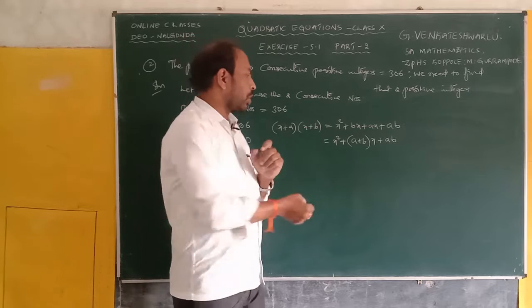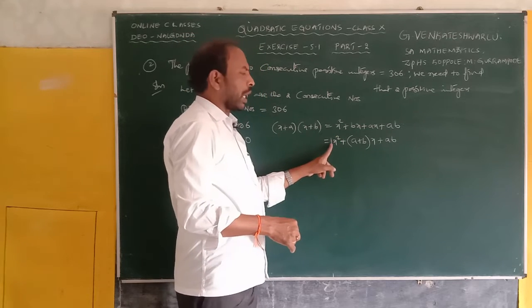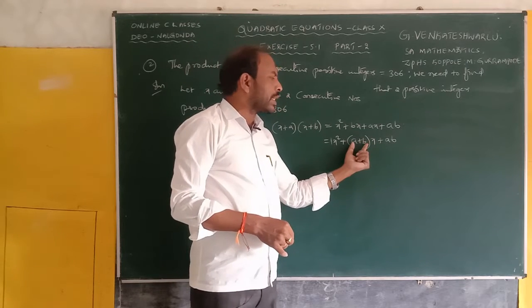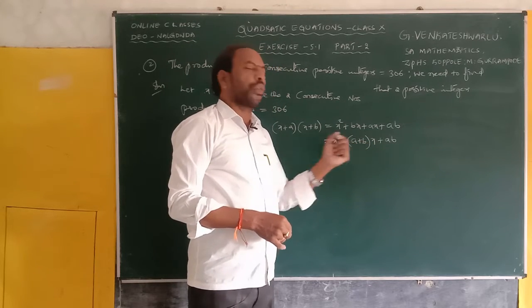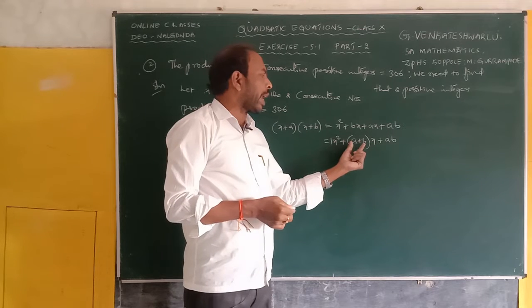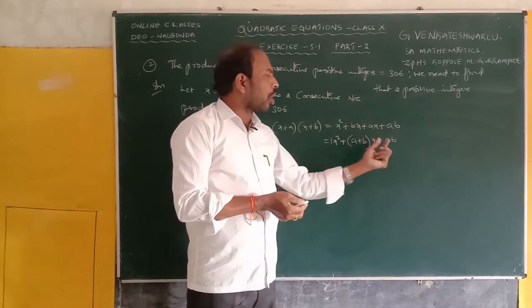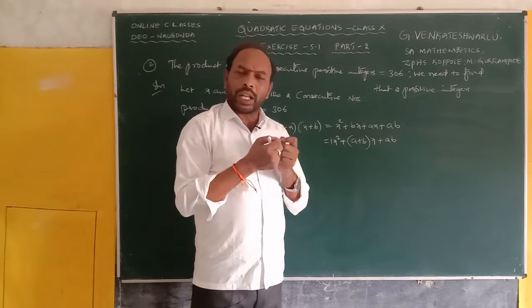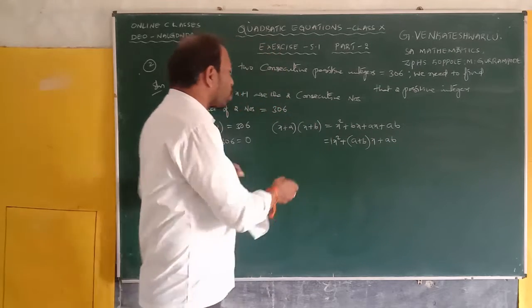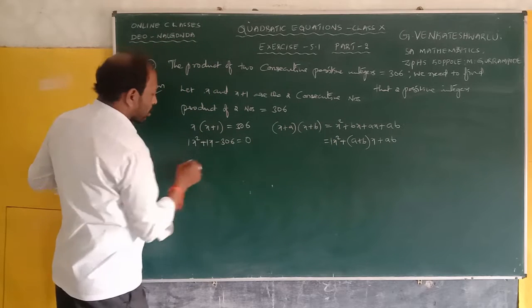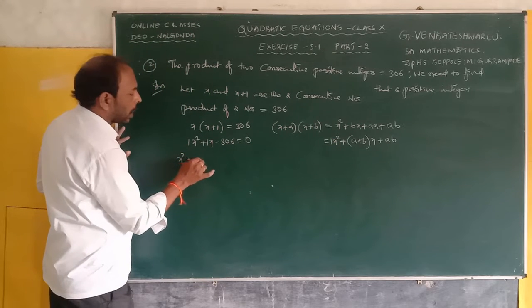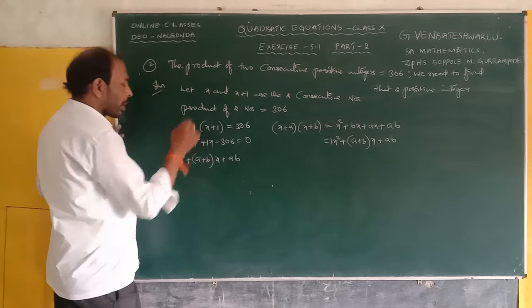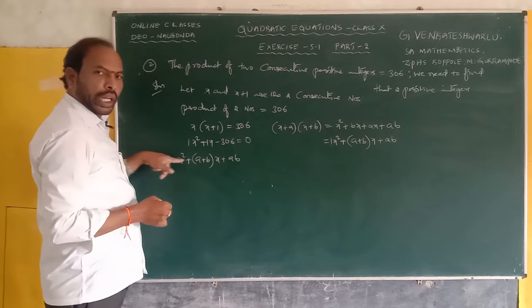In this quadratic equation, look here, the x square coefficient is 1, and the x coefficient is written as the sum of two factors, and the constant value can be expressed as the product of factors. So in the quadratic equation, here I am writing x square plus (a plus b) into x plus ab. So here it is a quadratic equation form.